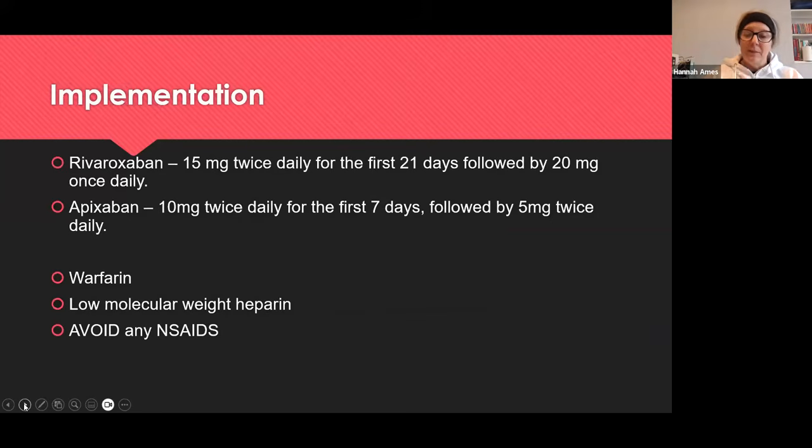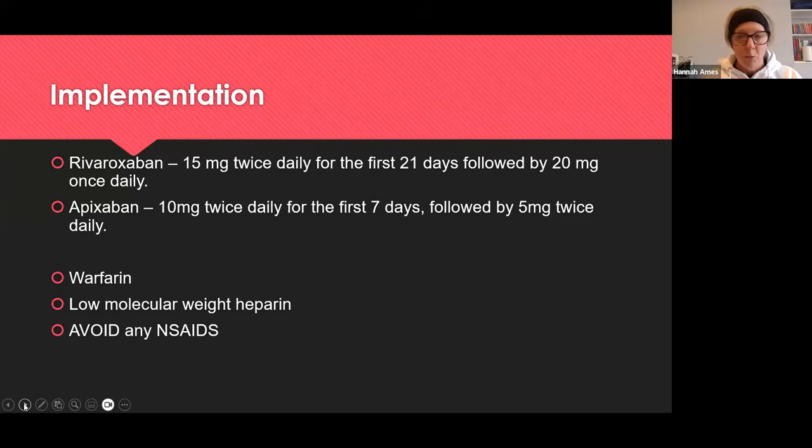So moving on to implementation. NICE guidance is anticoagulation therapy for 3 months, and some of the newer anticoagulation therapies have now been endorsed and approved by NICE. That's apixaban and rivaroxaban, so we should expect to see those on our medication chart. Apixaban is 10 milligrams twice daily for 7 days and then down to 5 milligrams. Rivaroxaban is 15 milligrams twice daily, followed by 20 milligrams.